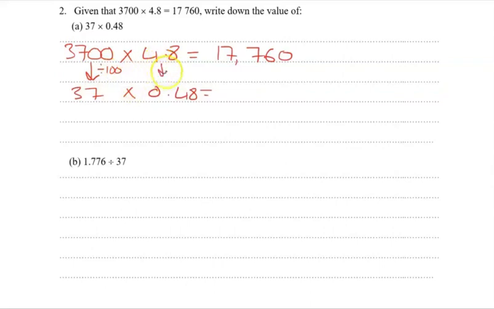And 4.8 to 0.48. Again, we're doing division, but by 10 this time. So you're doing divide 100 and divide 10. So essentially what you're doing is dividing by 1,000. So you move the decimal 1, 2, 3 places to the left. So 17.76 is your answer.